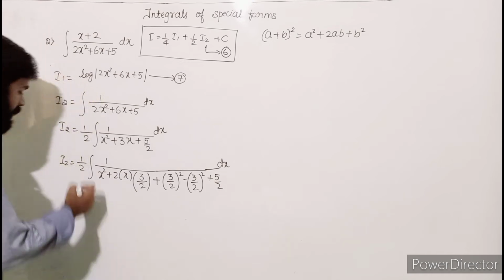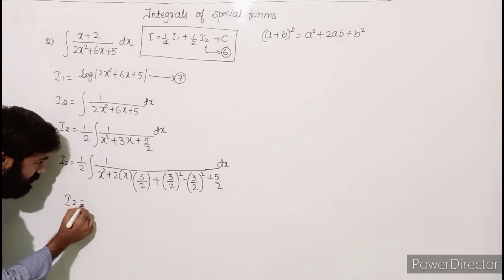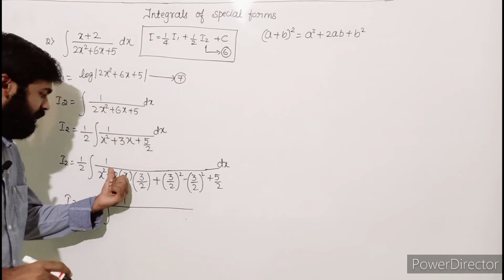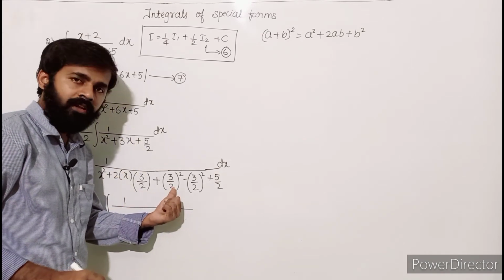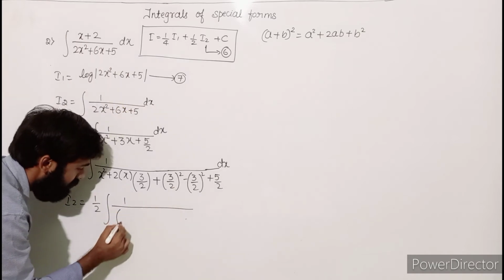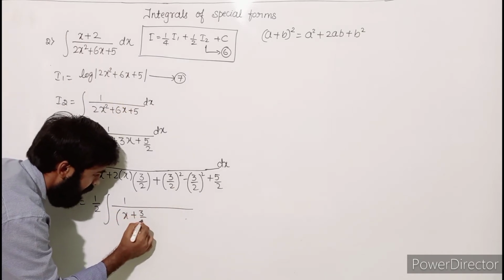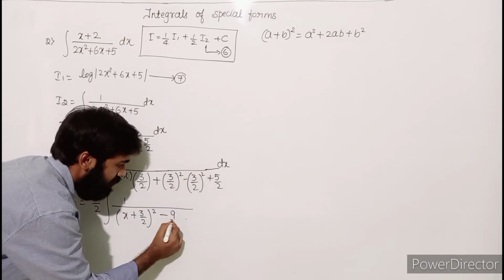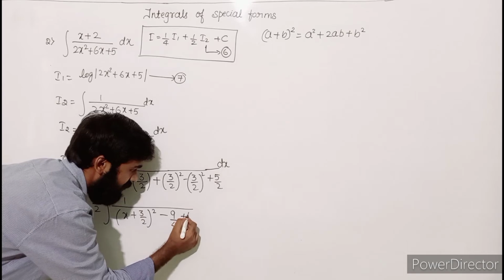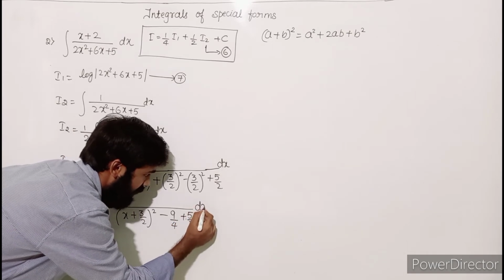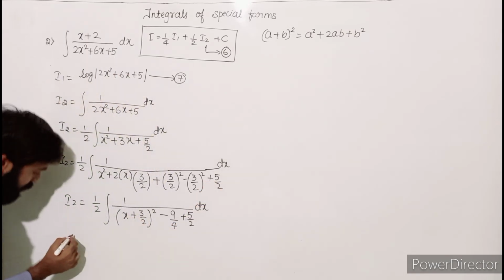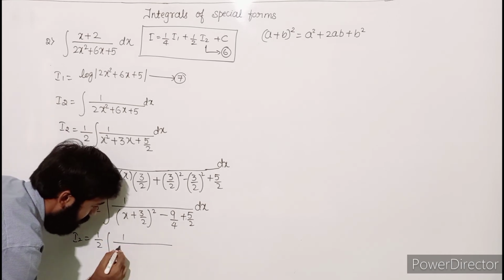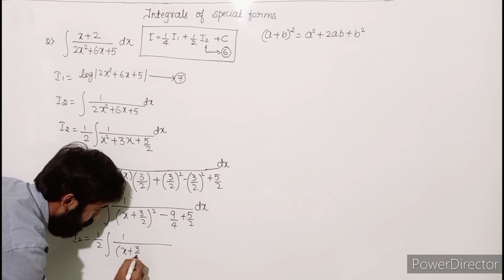dx. Right. Now what is I2? I2 is nothing but 1 by 2 integration 1 divided by a square plus 2ab plus b square. Is it not a plus b whole square? So x plus 3 by 2 whole square minus 3 square is 9, 2 square is 4, plus here it is 5 by 2. I write what?